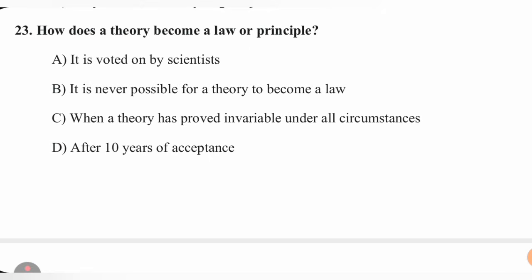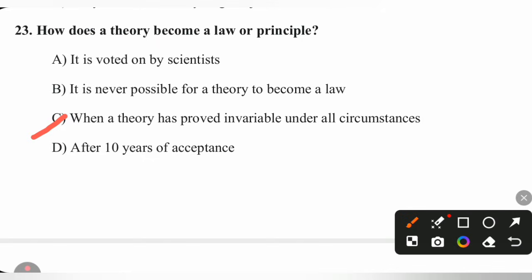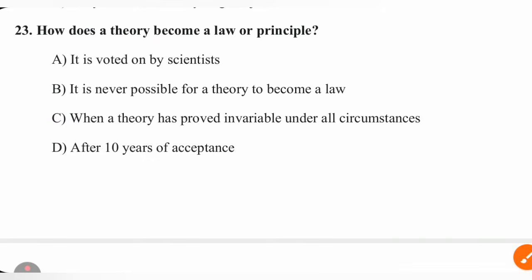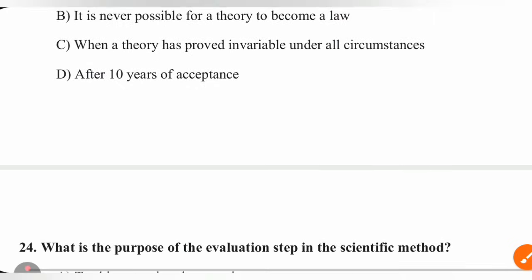How does a theory become a law or principle? When a theory has proved invariable under all circumstances. C.